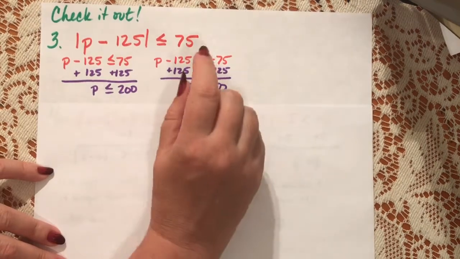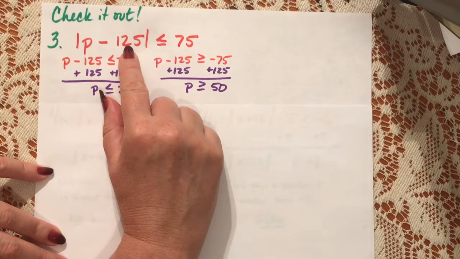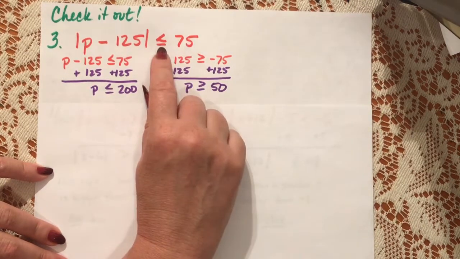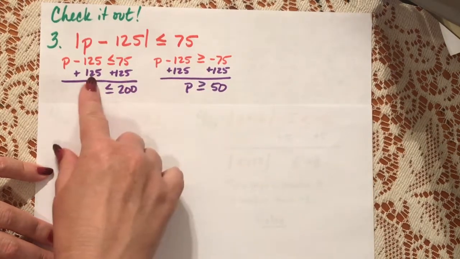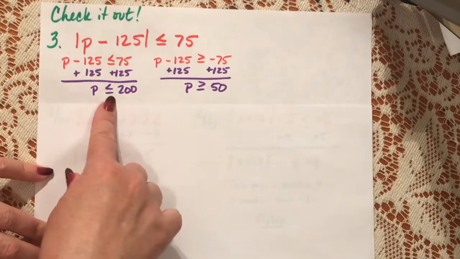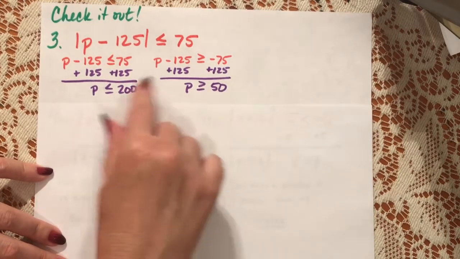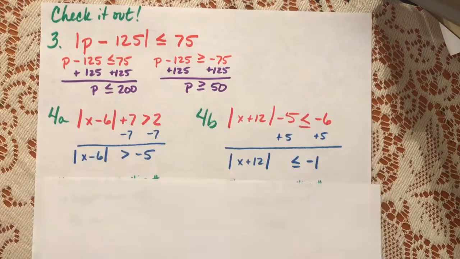Check it out number 3. The fire extinguisher should be pressurized to 125 with a value differing by at most 75, which means it can include 75, so it's less than or equal to. So we're going to break that into two. We're going to add 125 to both sides, and we're going to go somewhere between 50 and 200 as acceptable pressure readings. And it says graph the solutions, and I didn't.